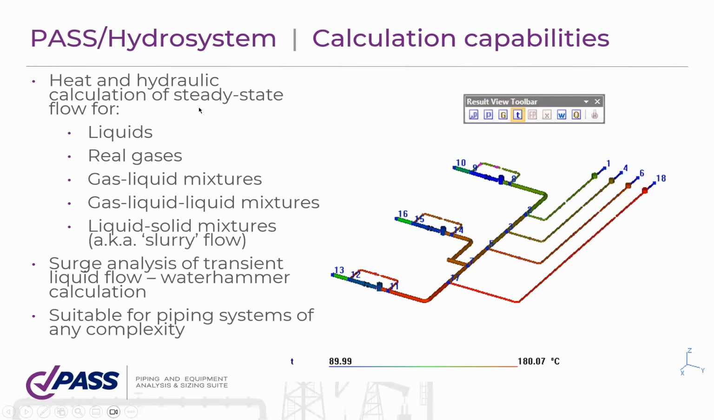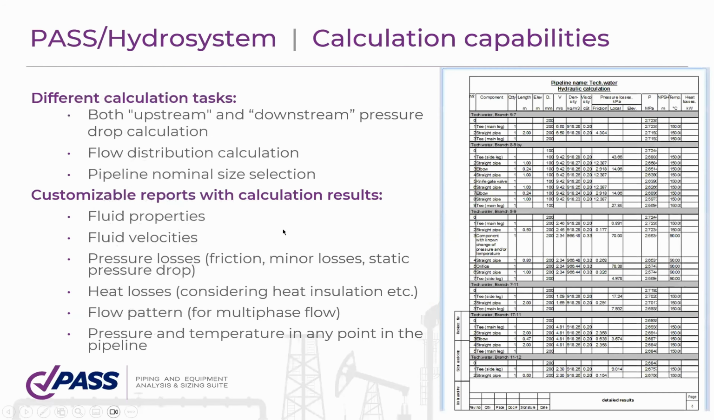Also, HYDROSYSTEM calculates not only the steady state flow, it's also capable of calculating surge analysis, transient liquid flow, or as we call it, water hammer calculation. And HYDROSYSTEM is suitable for piping systems of any complexity, any number of inlet points, any number of outlet points, any number of branches, components. It doesn't matter, HYDROSYSTEM can deal with all of them.